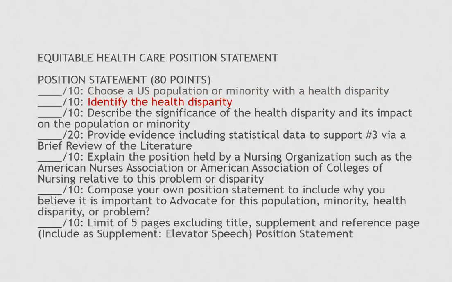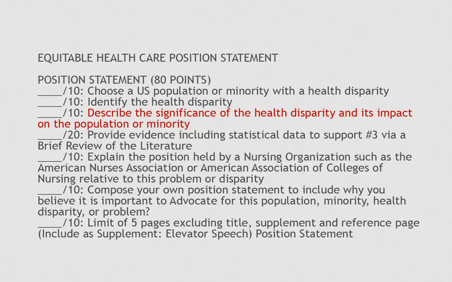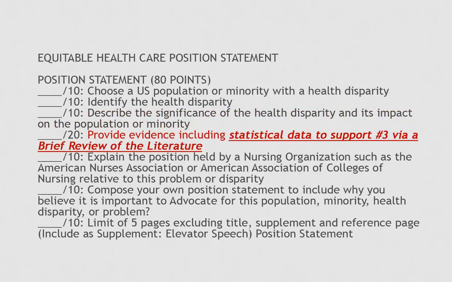Next, you are to identify the health disparity that affects that minority or U.S. population. Next, you are required to describe the significance of the health disparity and how it impacts that population or minority. Next, you're to provide statistical data supporting the existence of the health disparity and the existence of its impact on the population. Now, when we're talking about statistical data, we're talking about recent academic papers and recent data, recent being within the last 5 to 7 years.